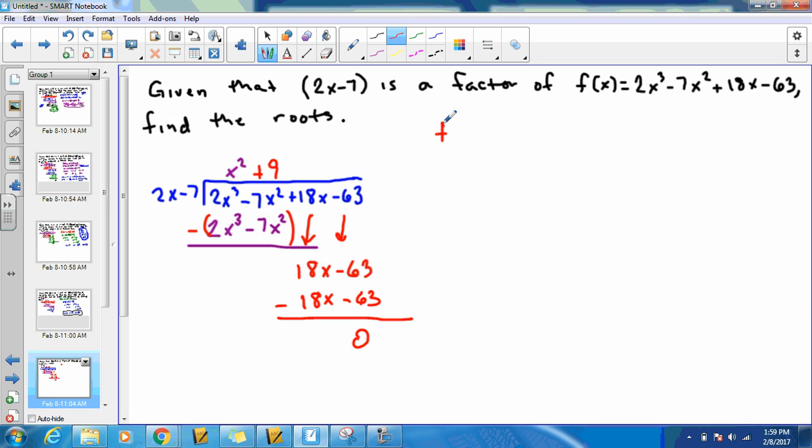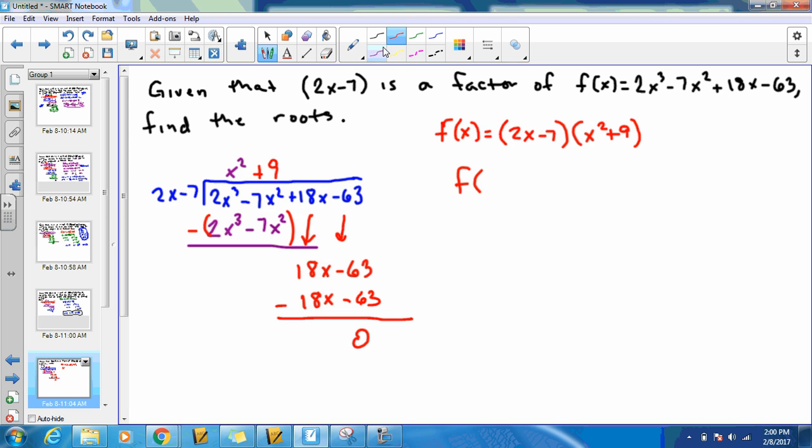So for factored form, I'll start with 2x minus 7 and x squared plus 9. And I already know that x squared plus 9 is not going to factor, because there's nothing that you could multiply to get 9 and then add to get 0. Because even if you did 3 and 3, if you added those together, you get 6. Negative 3 and negative 3 would get negative 6. So you can't, this is complete factored form.